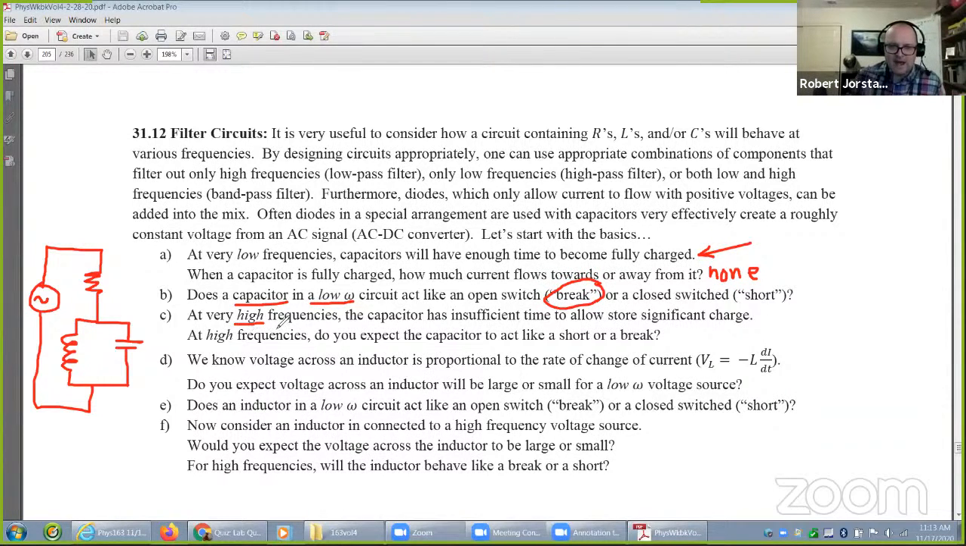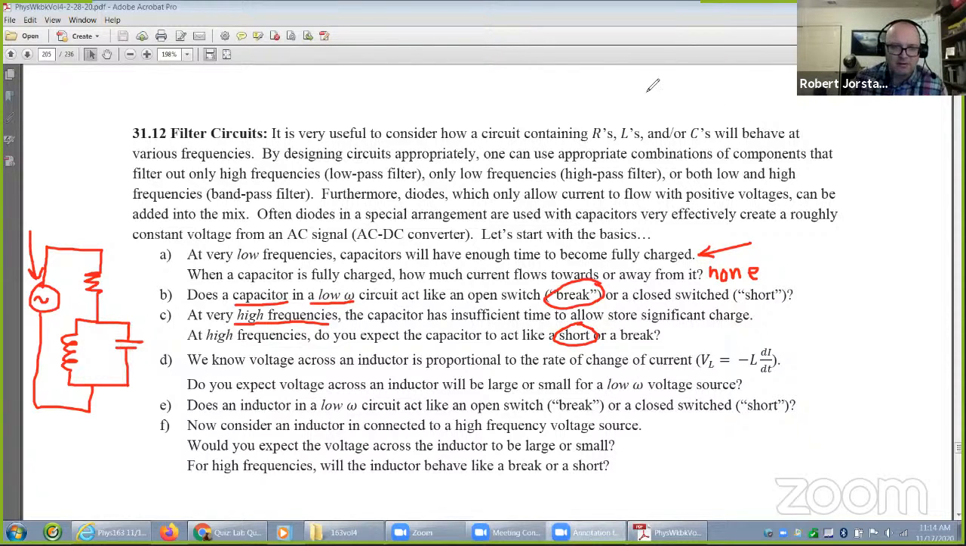Next, at very high frequencies, the capacitor doesn't have enough time to store any charge. Is it going to act like a short or a break? A short. So what we have learned is if you take the function generator and drive it at low frequencies, the capacitor says no current allowed. It basically acts like an open switch or a break. Whereas if you're at very high frequencies on the function generator, this thing is going to act like a short circuit, like there's no capacitor there at all, and then no current would bother to go through the inductor. Okay, that's step one.